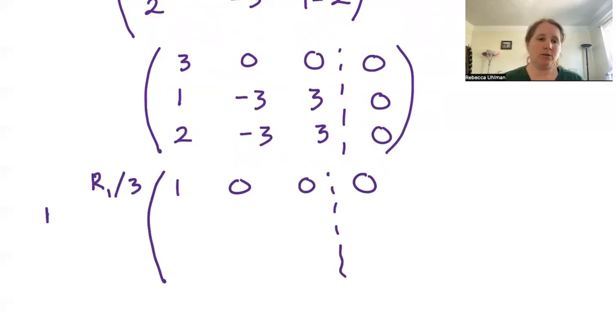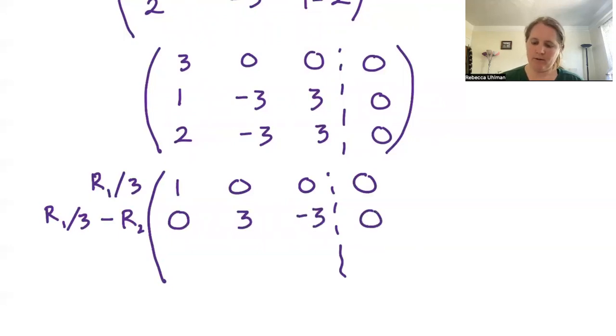If we then do row 1 divided by 3 minus row 2, that would just cancel off the 1 in the first position, since we would be looking at 1 minus 1. Then we have 0 minus -3 becomes 3. And 0 minus 3 would be -3, and then 0. So our second row is 0, 3, -3, 0.